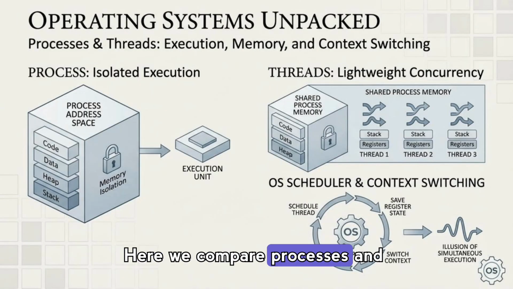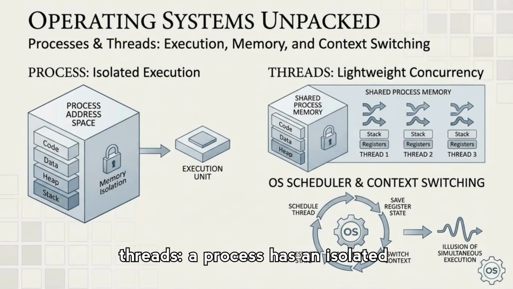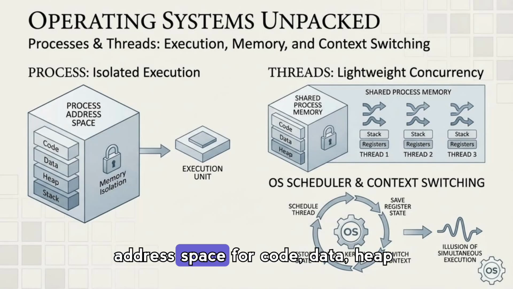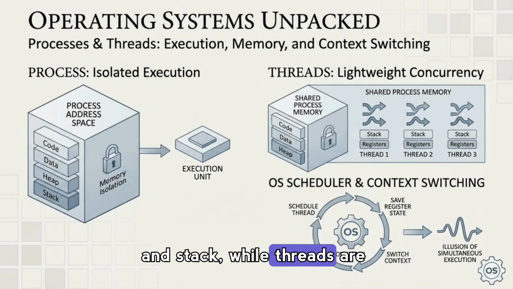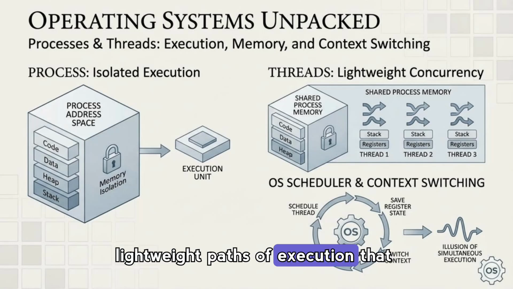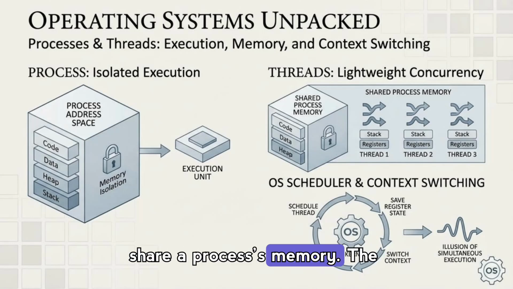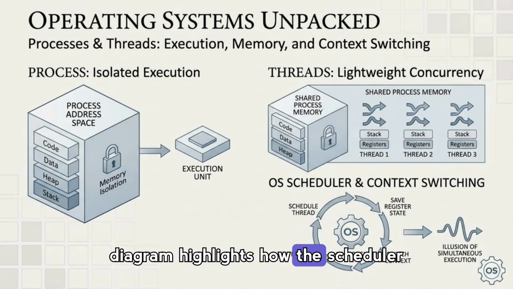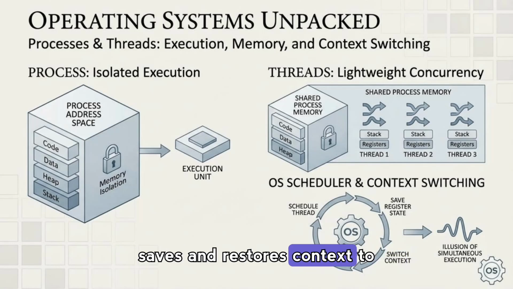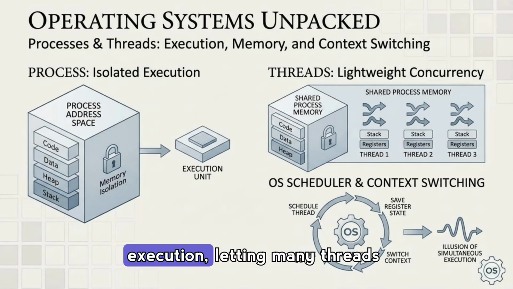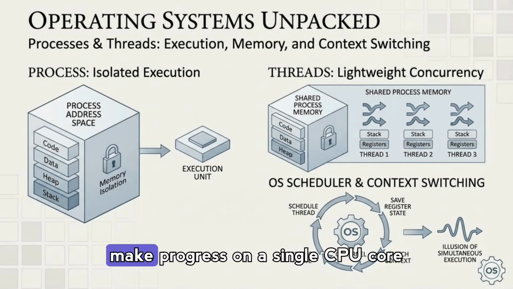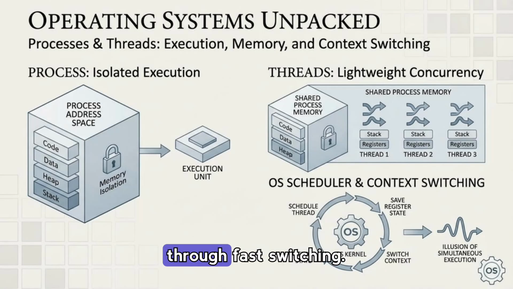Here we compare processes and threads. A process has an isolated address space for code, data, heap, and stack, while threads are lightweight paths of execution that share a process's memory. The diagram highlights how the scheduler saves and restores context to create the illusion of simultaneous execution, letting many threads make progress on a single CPU core through fast switching.